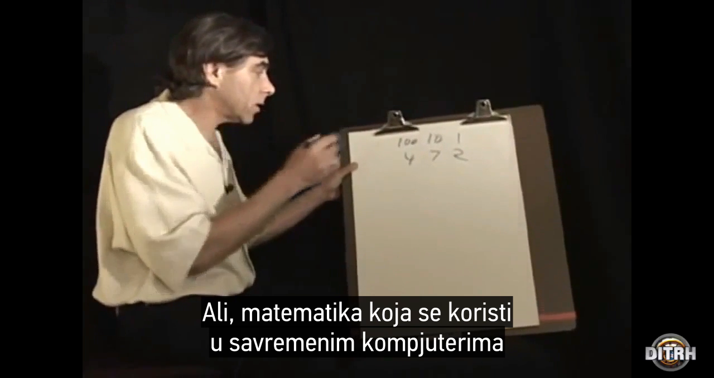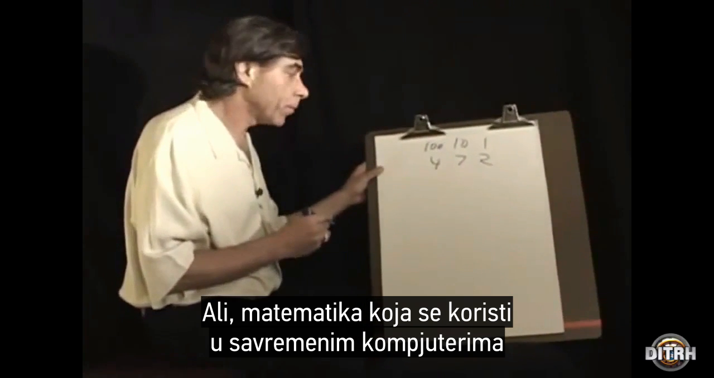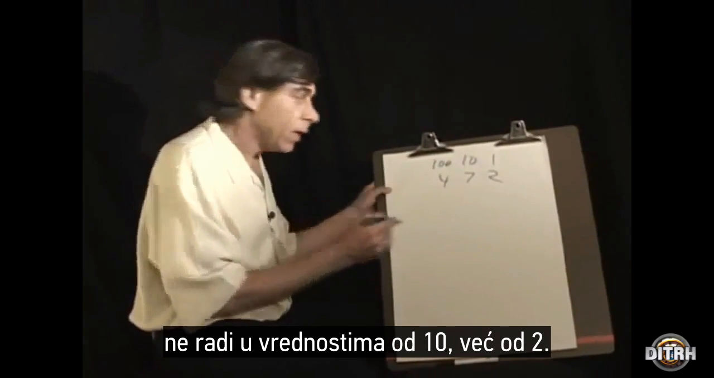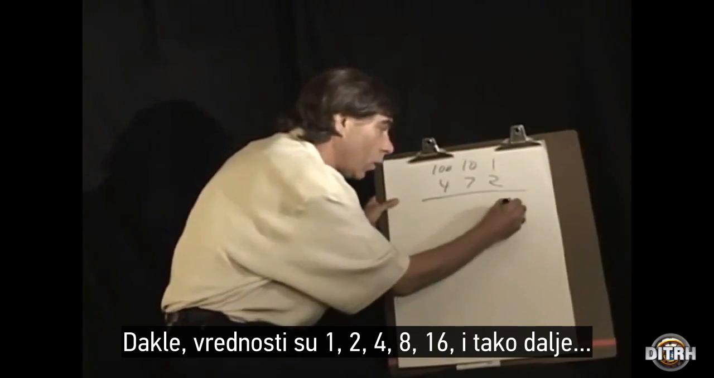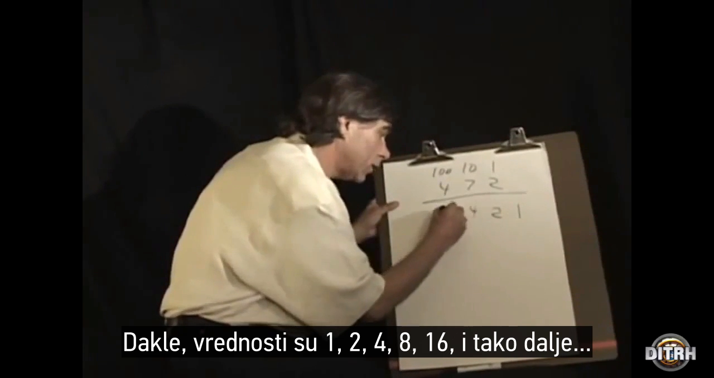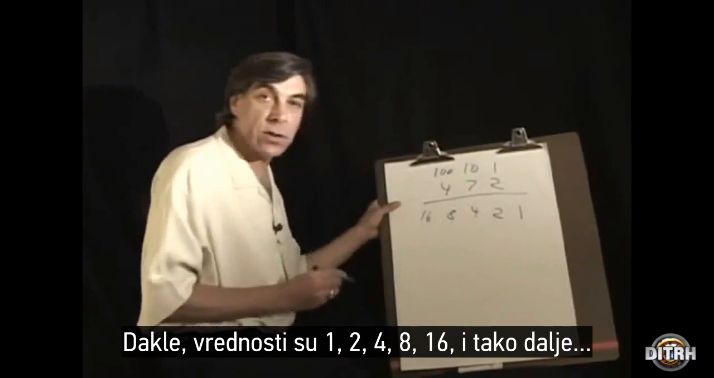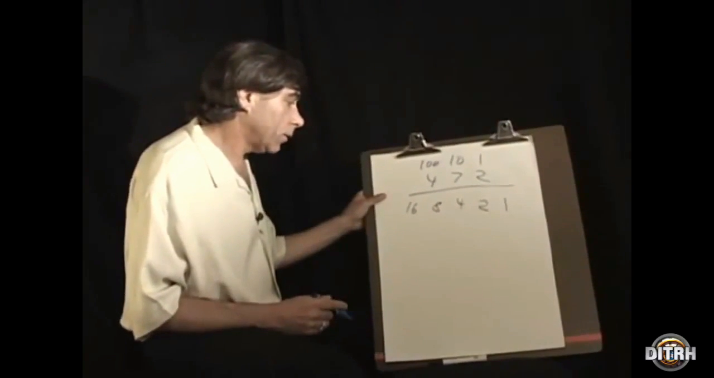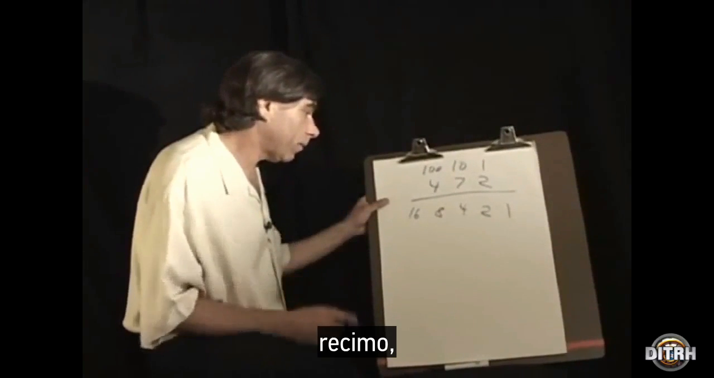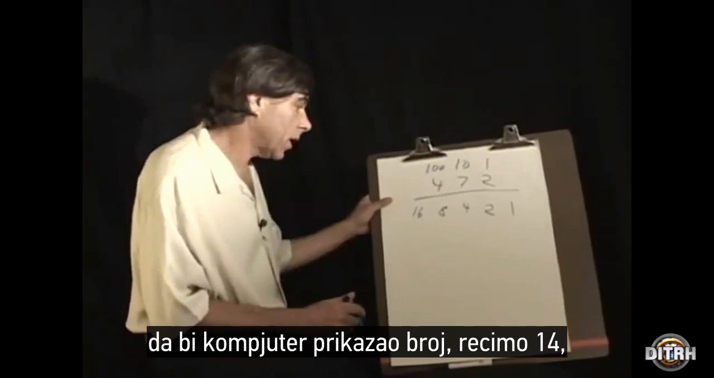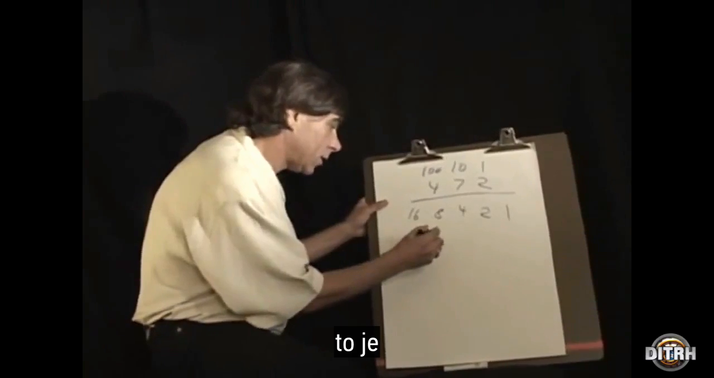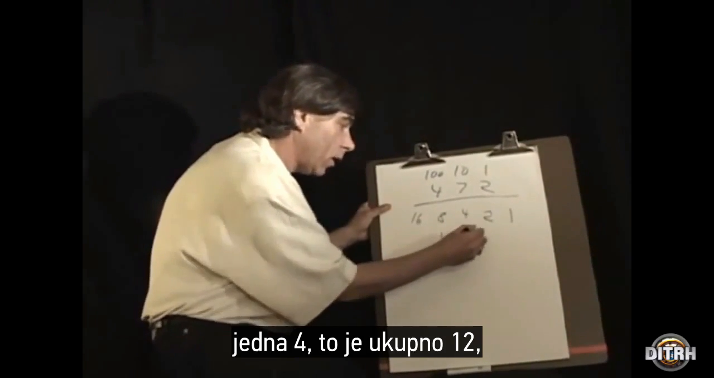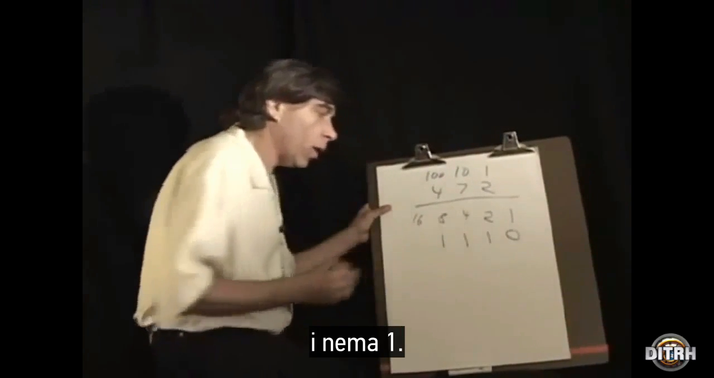But the way that this occurs in modern computers is not place 10 value, but place 2 value. So their powers are 1s, 2s, 4s, 8s, 16s, and so forth. So if a computer wants to look at the number, let's say 14, it's 1 eight, 1 four, 1 two, and no ones.